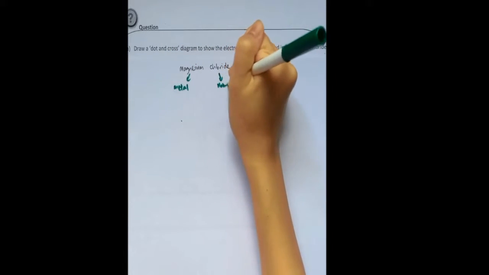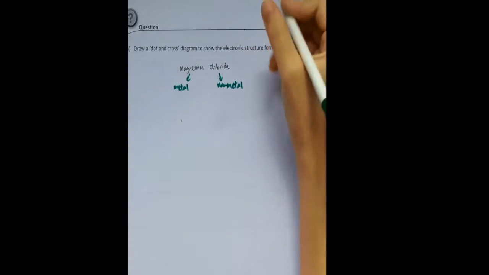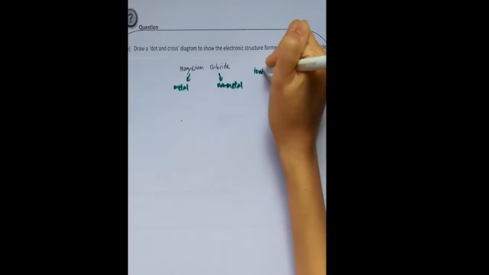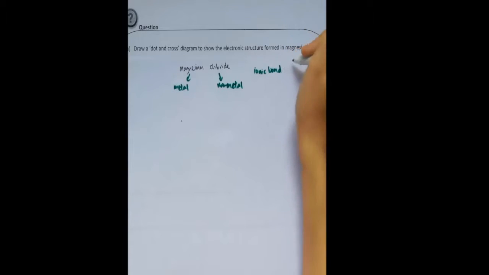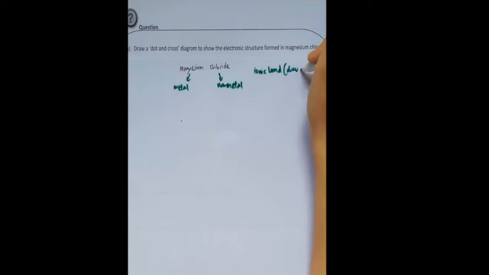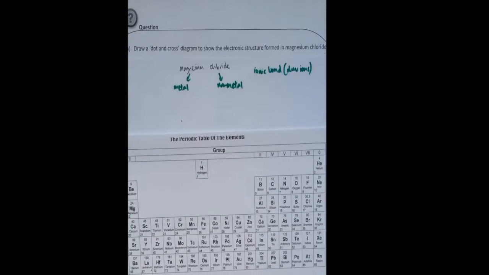So ionic compound means it must be made up of a metal and a non-metal. So magnesium is on the left-hand side, which is a metal. Chloride is from chlorine, which is a non-metal. Therefore, it forms an ionic bond. So when we draw the dot and cross diagram, we must draw ions.